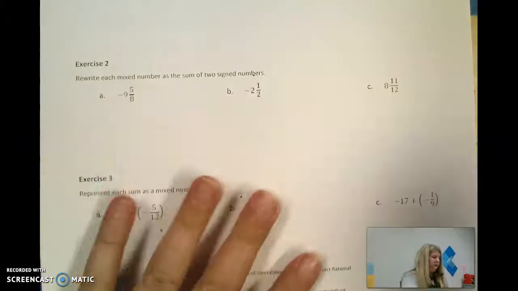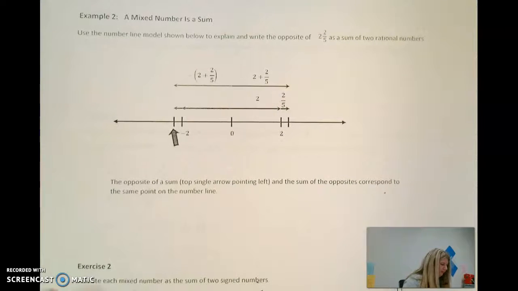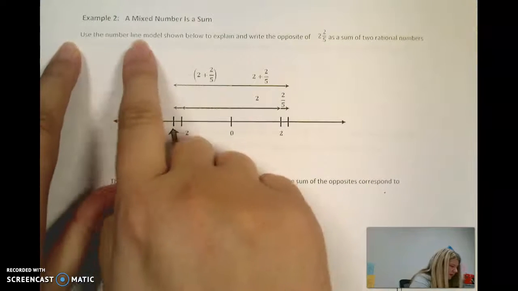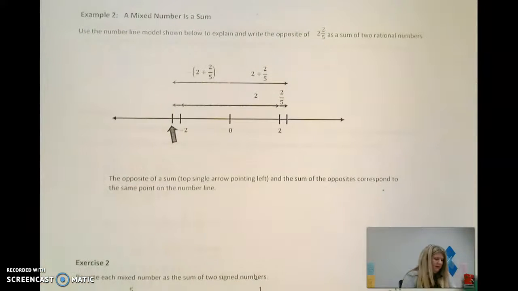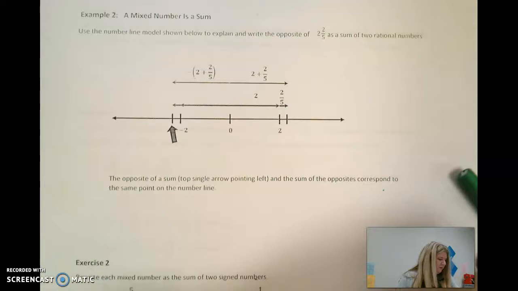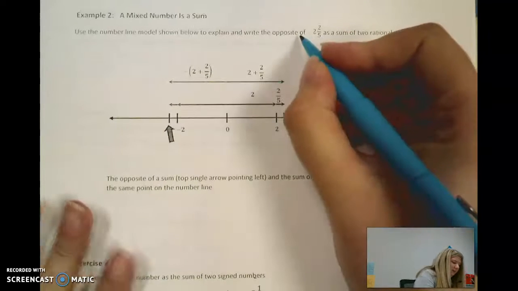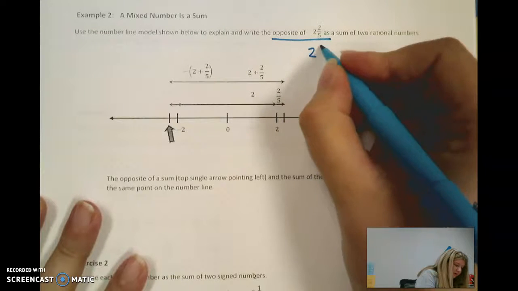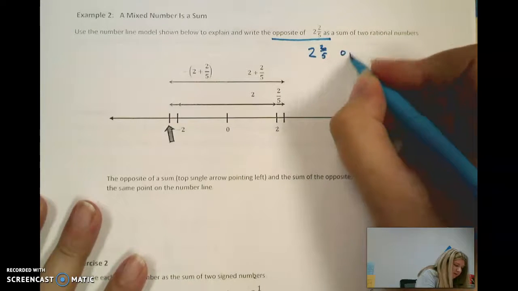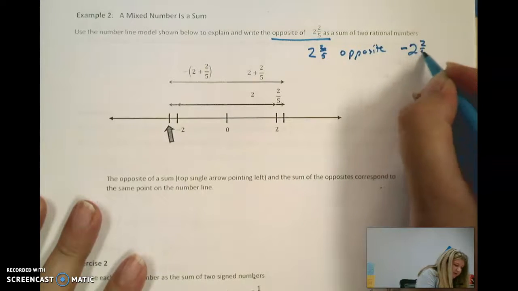So let's look at another problem. All right. Make sure we're lined up. Good deal. Use the number line model shown below to explain and write the opposite of 2 and 2/5 as a sum of two rational numbers. Okay. The opposite of this would be, okay, so here's 2 and 2/5. The opposite of that is negative 2 and 2/5.